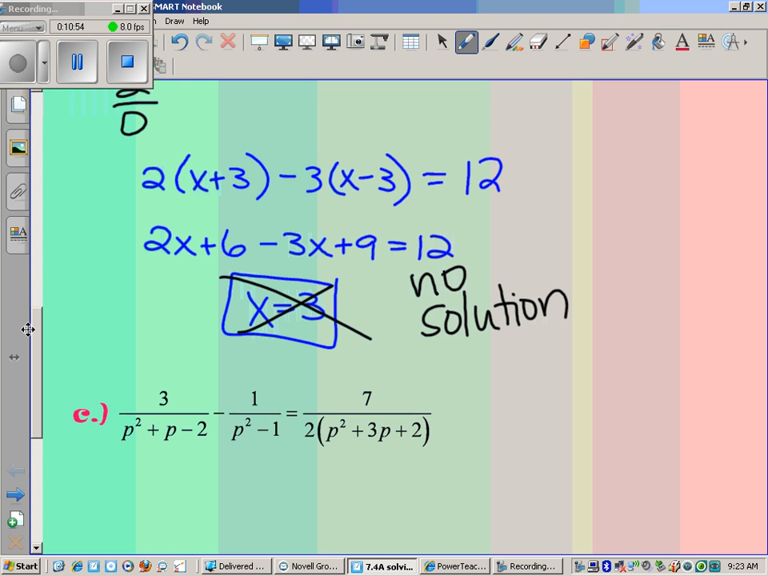Alright, the answer to this one is no solution. There is no possible number you can put in this equation to make it equal. You end up getting an answer, x equals 3, but that answer doesn't make sense. It doesn't work in my problem. So the correct answer is no solution. If you told me x equals 3, I'd mark you wrong, because the answer is no solution.